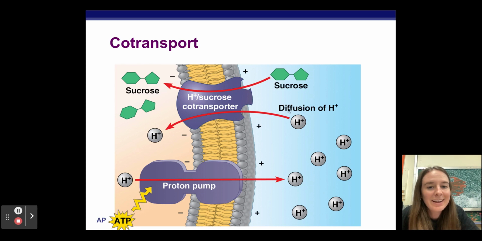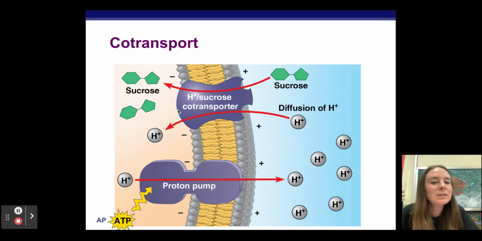Now, notice here that this hydrogen ion is diffusing along its concentration gradient. Easy. It has a great time. It's like going down a slide. It's easy to get in from high to low concentration. So it's diffusing, but it's taking along with it this sucrose molecule, providing the energy needed for the sucrose to get in, right? Because notice that the sucrose is moving against its concentration gradient. It's going from a low concentration to a high concentration.